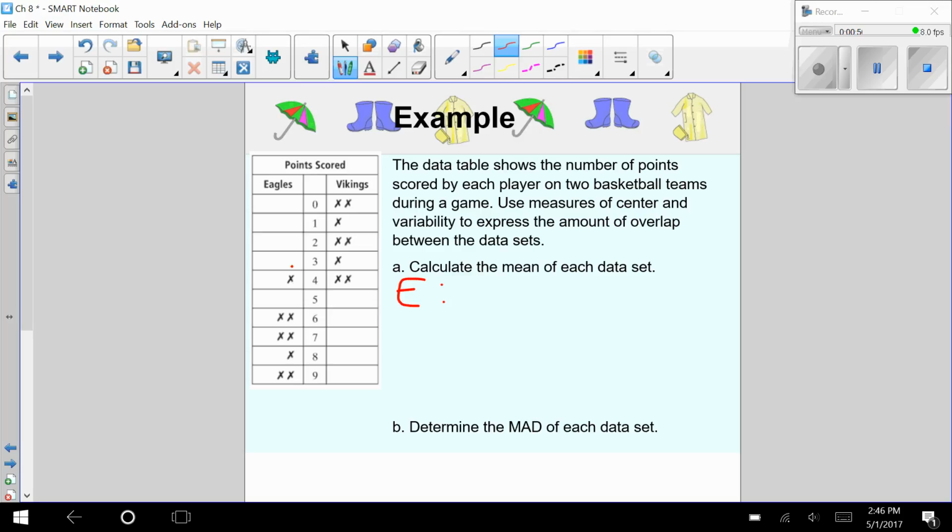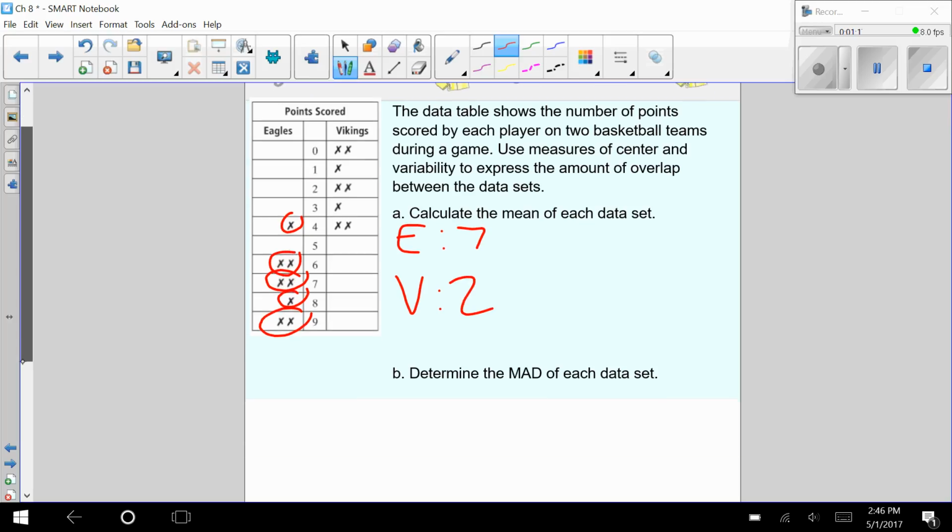To find the mean, I take 4 plus 6 plus 6 plus 7 plus 7 plus 8 plus 9 plus 9 and divide by how many there are, which is 1, 2, 3, 4, 5, 6, 7, 8. And our mean for the Eagles is 7. Then we do the same for the Vikings. And the Vikings mean is 2. Now we determine the MAD.